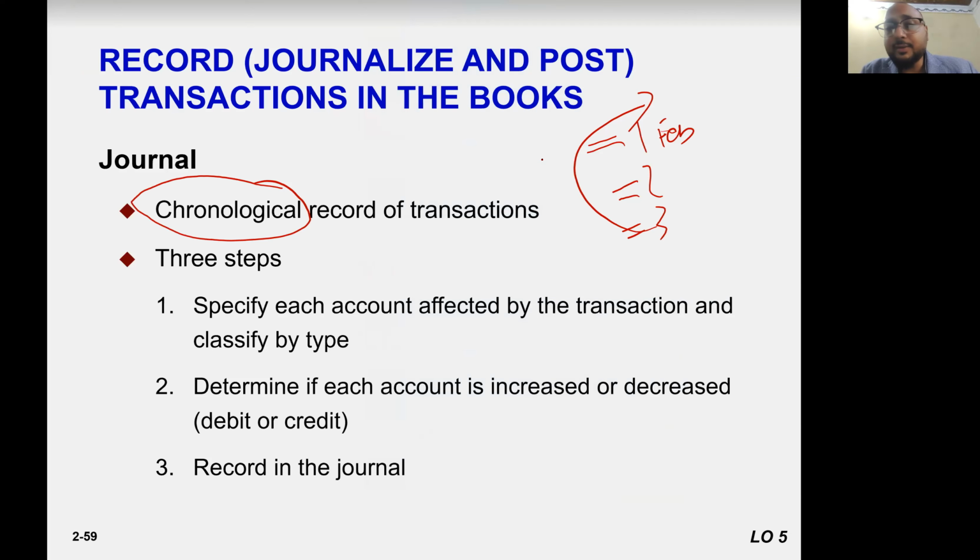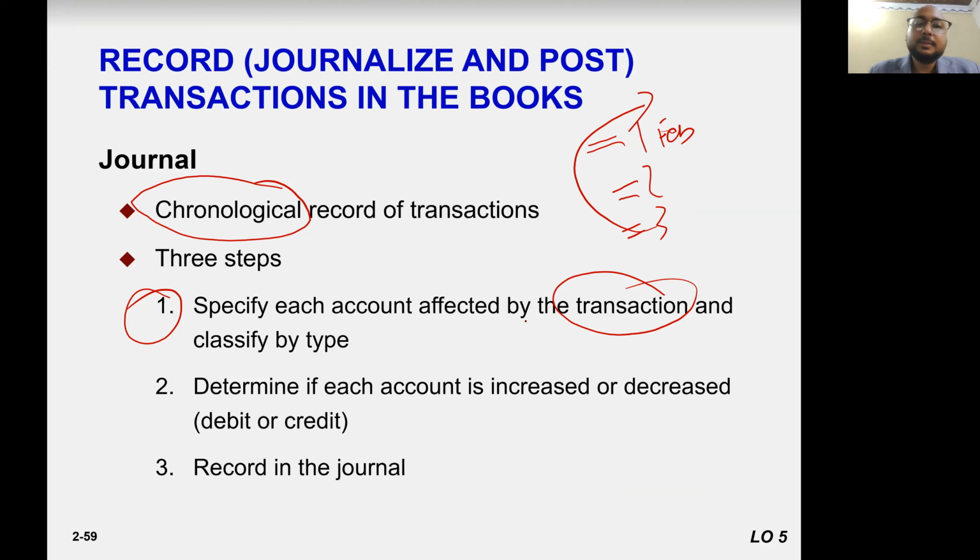How do we make the journal entry? There is a 3-step process. Number 1, you need to specify from the transaction which accounts it affects, at least 2 accounts, whether the 2 accounts belong to assets or liabilities or whatever the combination is: asset and liabilities, asset and owner's equity, and so on.